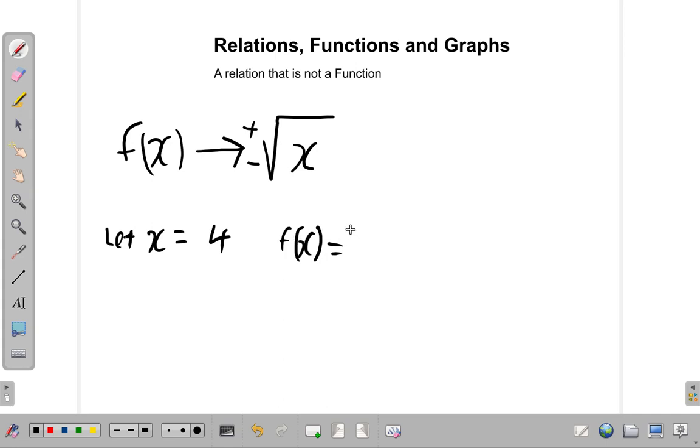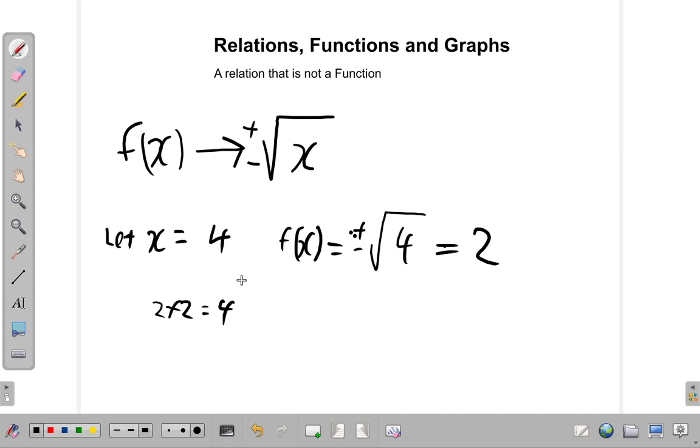So, for 4, let us see which number multiplies itself to give 4. A number multiplies itself to give 4. Well, 2 times 2 is equal to 4. So, therefore, 2 is the square root of 4. So, plus or minus the square root of 4, which is 2.